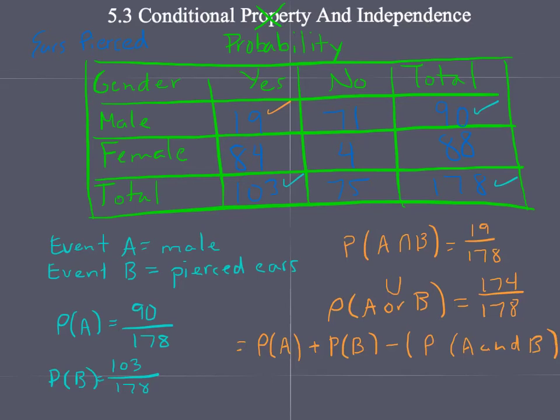What does that look like? Well, the probability of A, we already found, is 90 out of 178, plus the probability of B is 103 out of 178, minus the probability of A and B, which we found to be 19 out of 178. We get 90 plus 103 is 193, minus 19 will be equal to 174 out of 178.